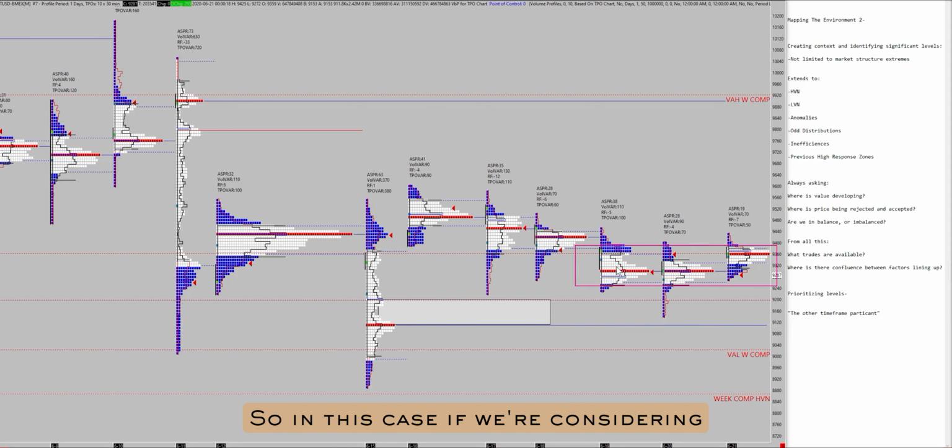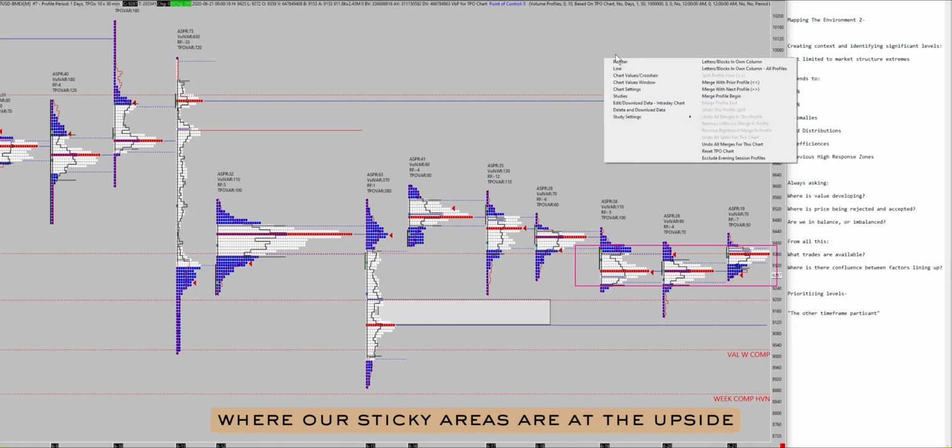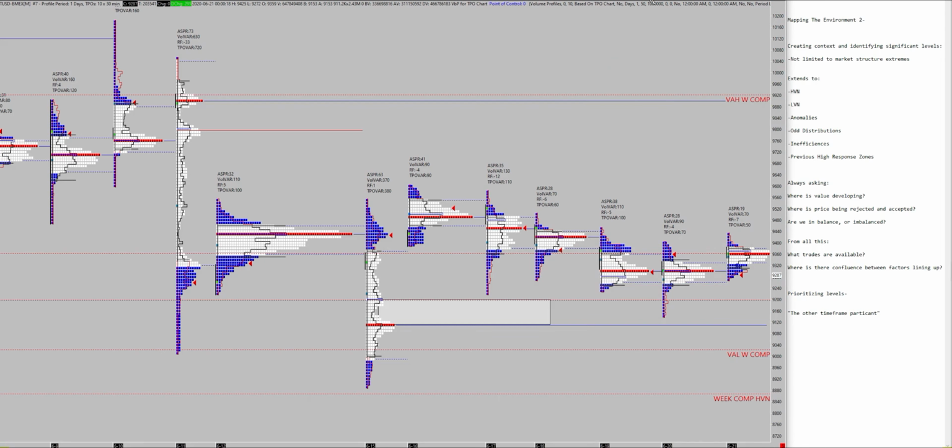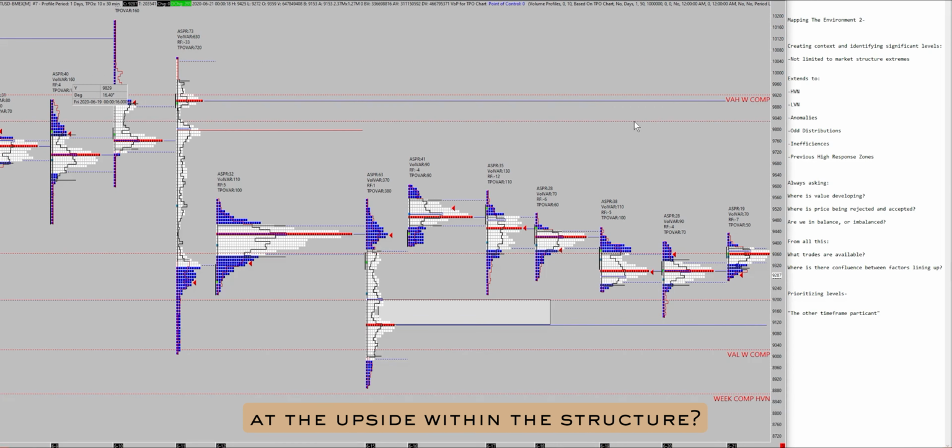So in this case, if we're considering where the next important level is, where the next opportunity is, we're going to have to mark out where our sticky areas are at the upside. So where is the first sticky area at the upside within the structure? Okay, so we know that we have a poor high here. So potentially a stop run at these highs, right? Because the market was ranging over here. So we know we have a poor high here.